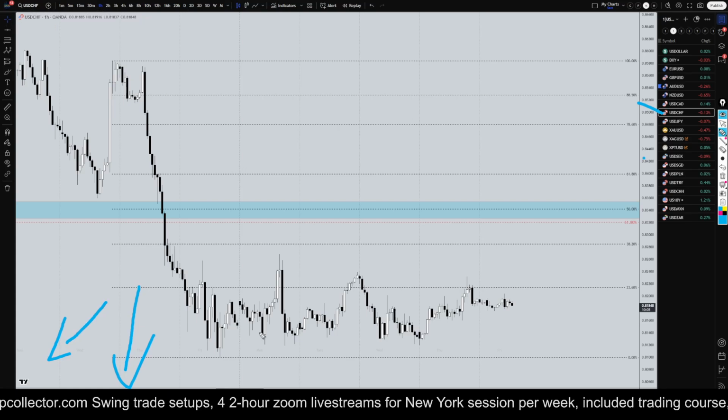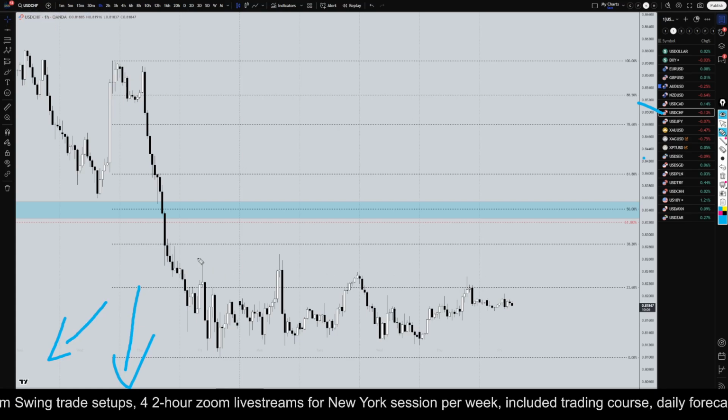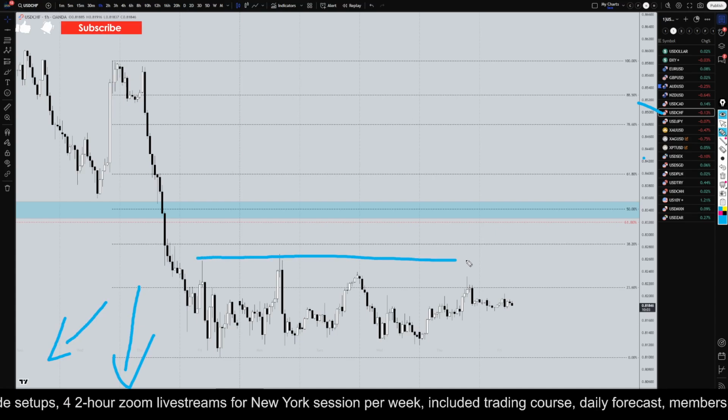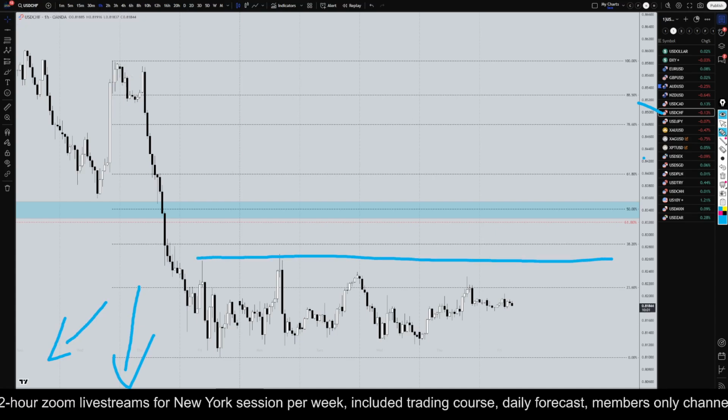So anyways, the US dollar Swiss has pretty much been in the range all week. It never was able to break and hold above structure. So I personally would still be looking for shorts, and I would have been looking for shorts all week because for me, I only trade with the trend.